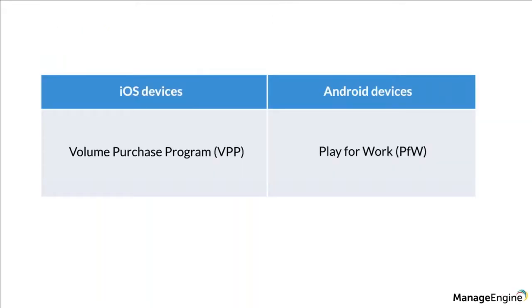MDM provides you with a couple of options to automate your app installation. In case of iOS devices, you have the volume purchase program, and in case of Android devices, you can use the Play for Work program. Now, both of these programs are free of cost.